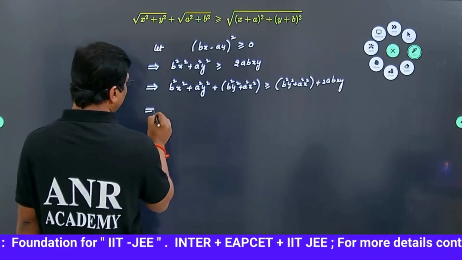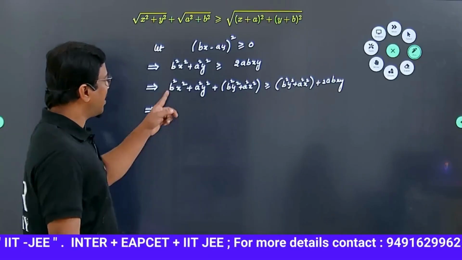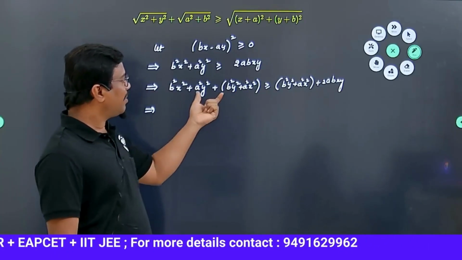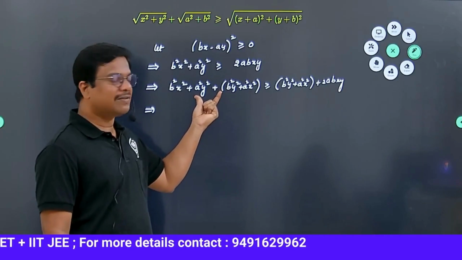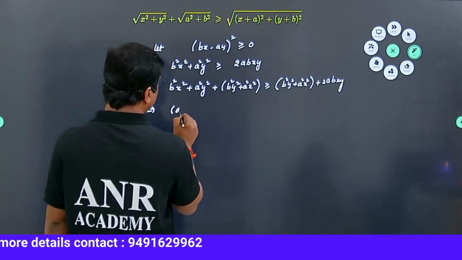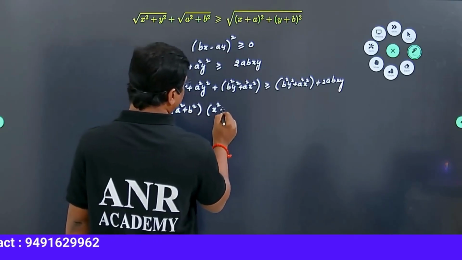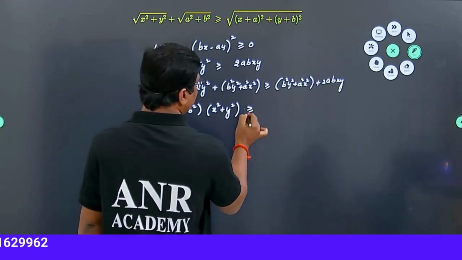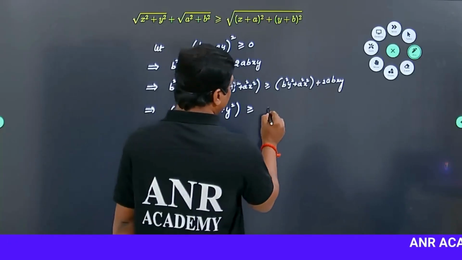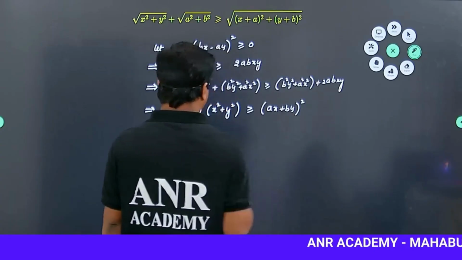Then here x square is a common term. If you take x square common from the first and last terms, you will get a square plus b square inside, and from the middle terms, if you take common y square, we get a square plus b square inside. So I can write this as a square plus b square times x square plus y square, which is greater than or equal to a perfect square, that is ax plus by whole square.